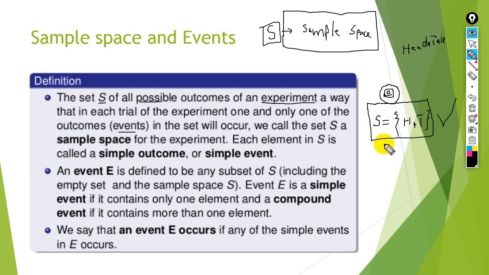For example, if I'm telling you that I'm tossing the coin 2 times, look at this. What will be the sample space? I'm doing an experiment. What is my experiment? My experiment is tossing the coin 2 times. So what will be the sample space? What will be the possibilities?